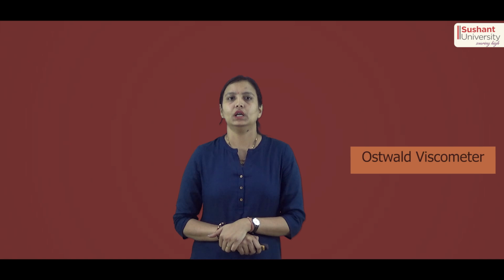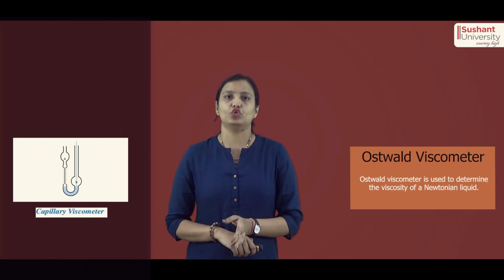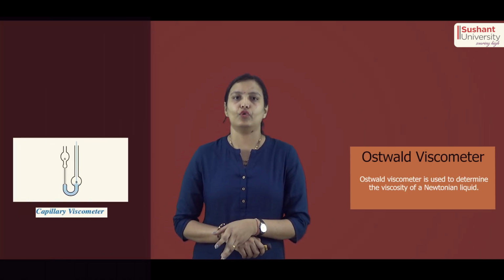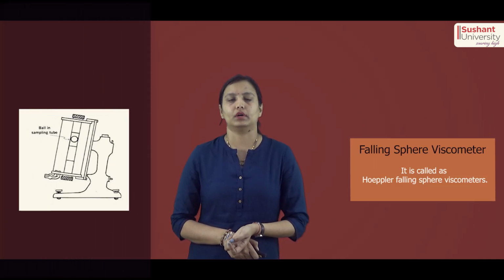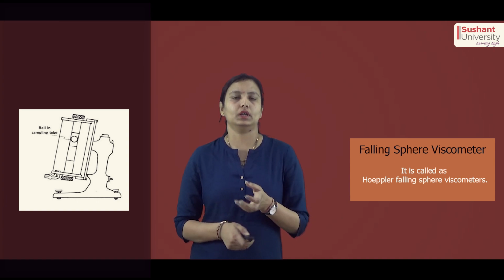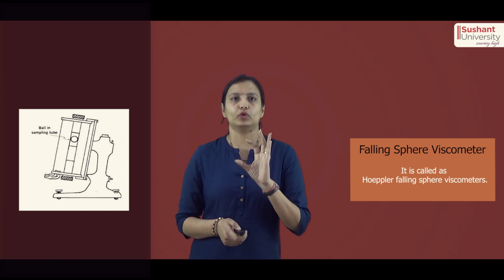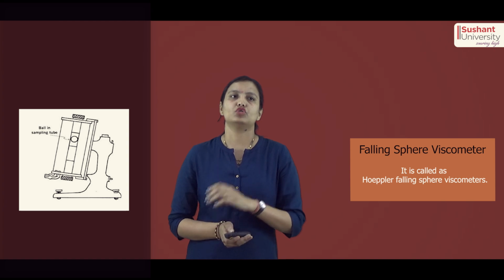The first instrument we are discussing is the Ostwald viscometer, which is also known as the capillary viscometer. This is used for Newtonian fluids, for example water or milk. Then the falling sphere viscometer. In this we use a sphere in a thermostable container, and it is used to determine the viscosity of both Newtonian and non-Newtonian fluids.